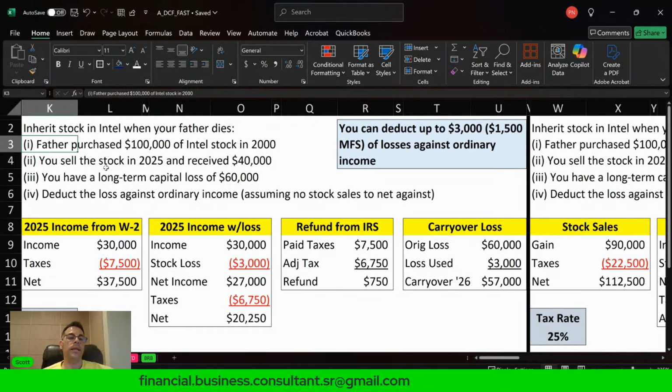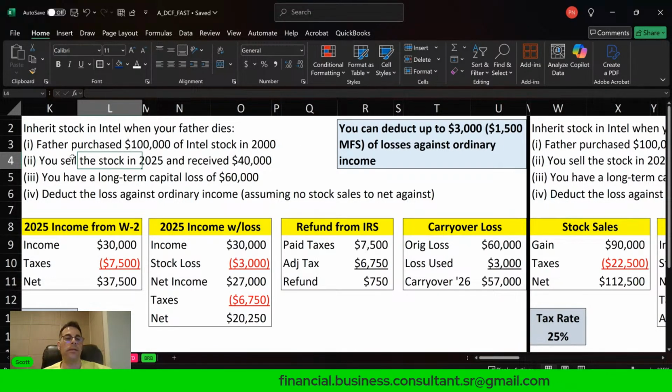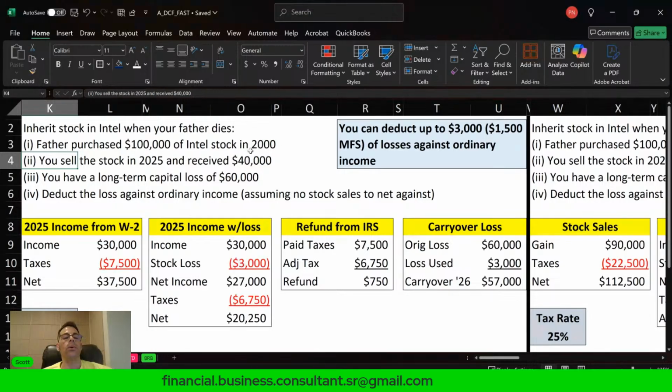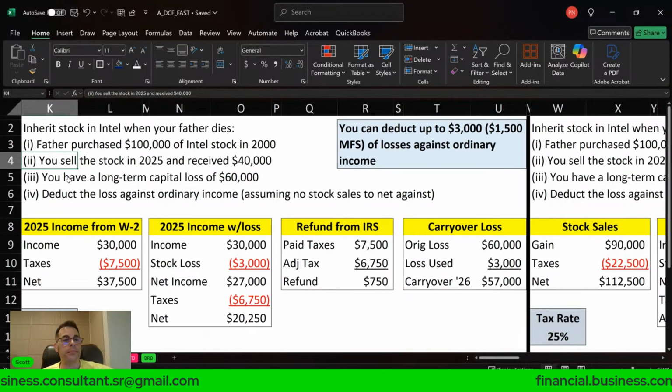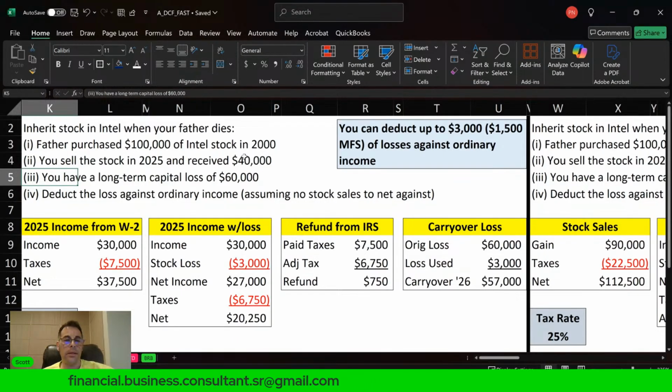When he dies, you receive all his shares in Intel, and it's down to $40,000, which is about accurate. It went down about 60% since 2000. So you just sell the Intel because you don't really want it anymore. So you have a long-term capital loss of $60,000, 100 minus 40. So there's a loss on that stock.